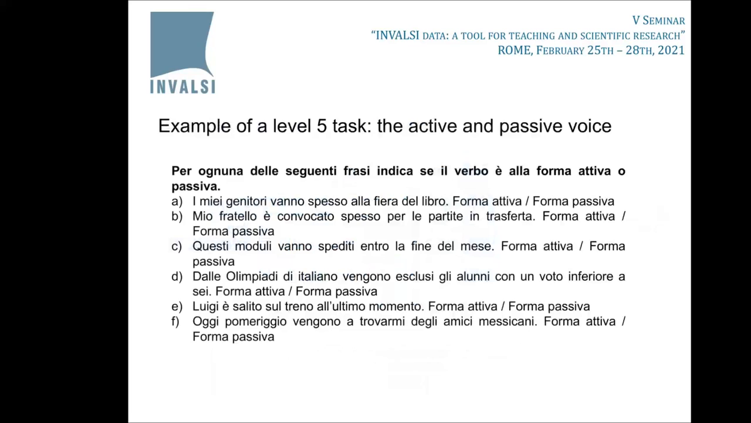Now we can look at a level 5 task, which focuses on the active and passive voice. And this is a really tricky task. There are many different sentences. For instance, in sentence A, "I miei genitori vanno spesso alla fiera del libro", the verb andare, to go, is used as a lexical verb with a lexical meaning, while in sentence C, "questi moduli vanno spediti entro la fine del mese", the same verb is used as an auxiliary verb. So students have to consider different levels of linguistic analysis in order to be able to answer this question.